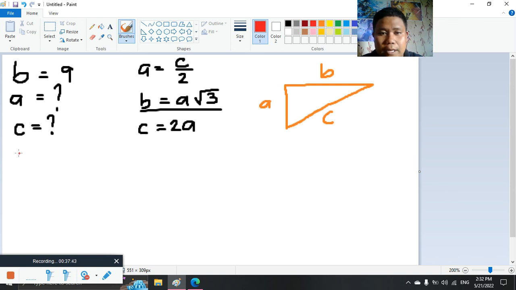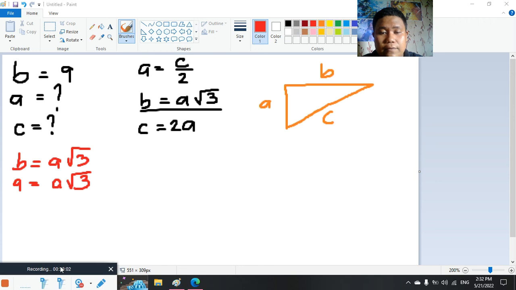B equals A the square root of 3. Then substitute the value of B, which is 9. 9 equals A the square root of 3. Since we're looking for the measurement of side A, or the value of A, we're going to divide both sides by the square root of 3. Square root of 3 here.